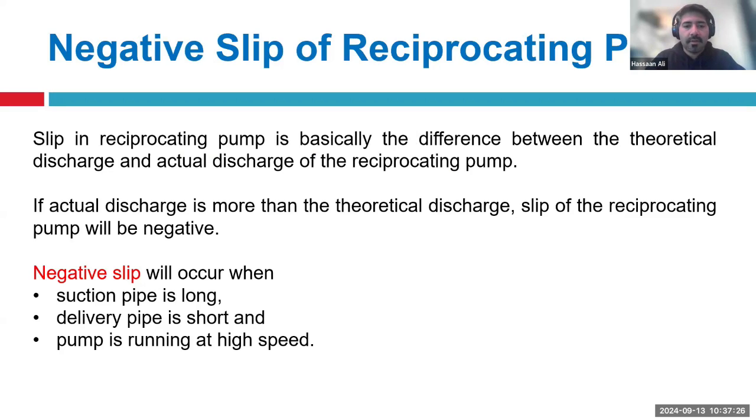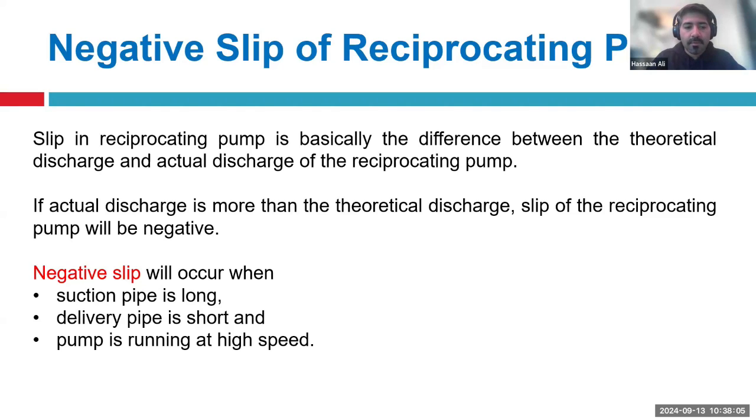Normally it doesn't happen. Your actual discharge is always less than your theoretical discharge because there is a fluid slip which usually happens between the suction valve and the discharge valve. Because as much as we want everything to seal perfectly, perfect sealing a lot of times doesn't happen. Negative slip occurs in a very particular situation where you have a very long suction pipe, or your delivery pipe is very small, or the pump is running at a very high speed. As I said earlier, usually the pumps do not run at a very high speed just because we don't want them to run at a very high speed.